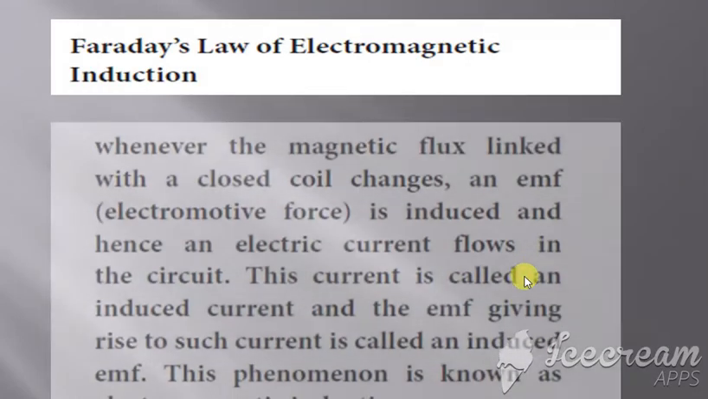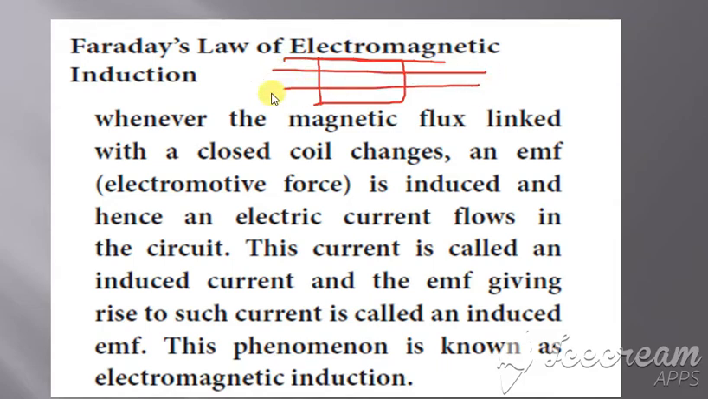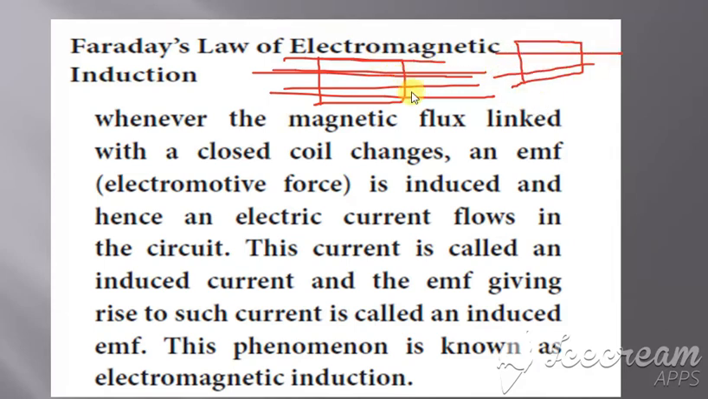Clear? Next we are going to see what Faraday's laws of electromagnetic induction are. Considering Faraday's law, whenever the magnetic flux linked with a closed coil changes, suppose this is the magnetic flux first, then the magnetic flux changes like this. When you count the lines here and here, there is a change: here there are only 2 lines and here we have 5 lines. When it changes in such a way, an EMF is induced.